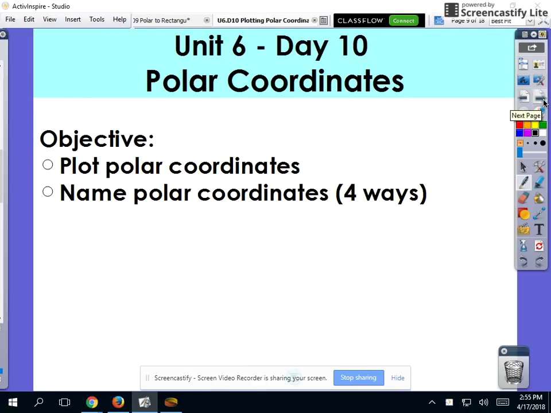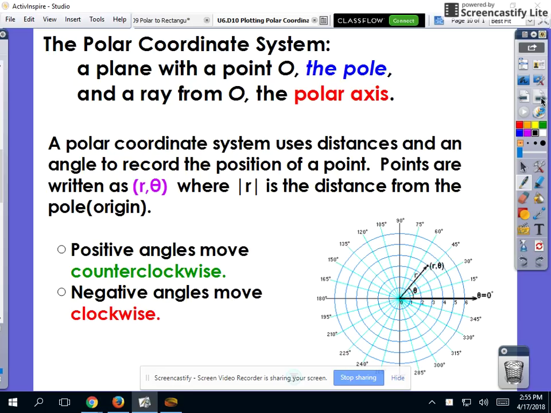All right, so we will be plotting polar coordinates in this lesson. We'll also be naming polar coordinates. This is still Unit 6. I'm not sure what day this is. That may be incorrect. Check your online objective tracker and the website to see if this is true.